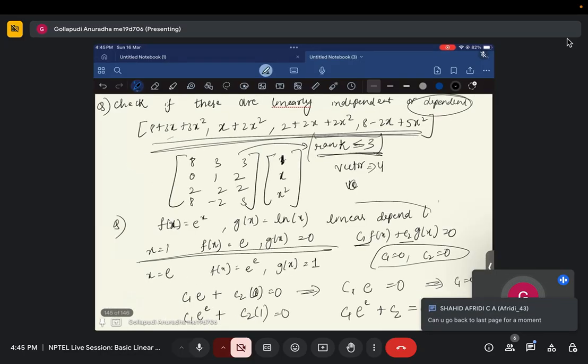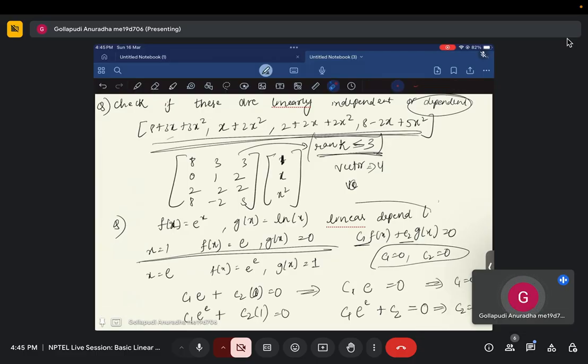Someone wants me to go back a page. So what I was trying to explain is, if you want to know whether it is linearly dependent or not, then you look at the linear combination: if it is 0, then the individual coefficients also have to be 0. So that's one condition you can check to find whether it's linearly independent or not. When you substitute values and try to find the coefficients, if the coefficients are all going to be 0, then it's linearly independent.